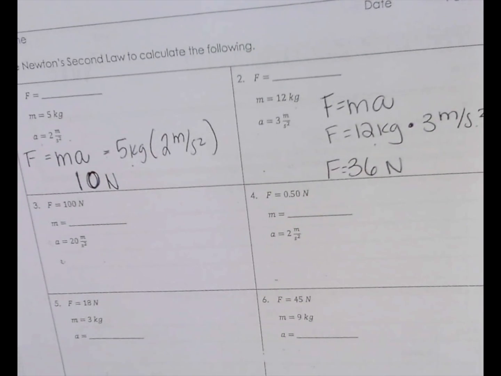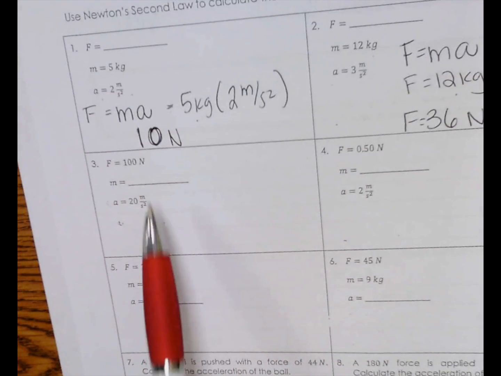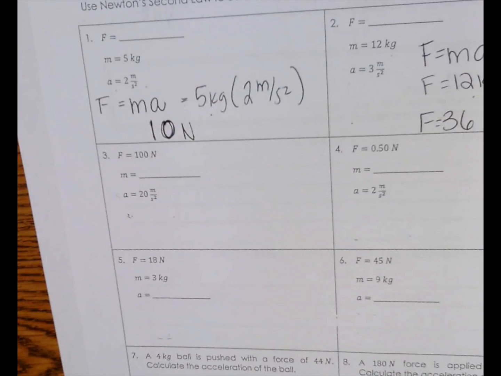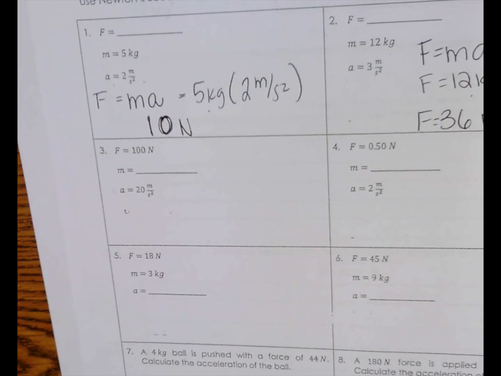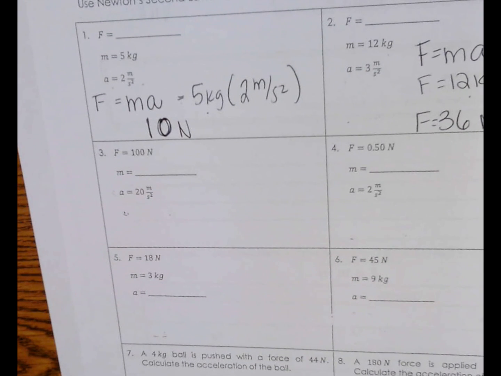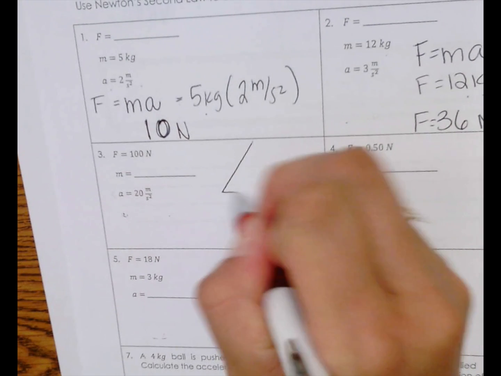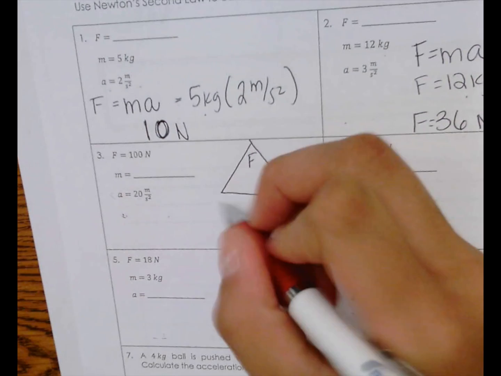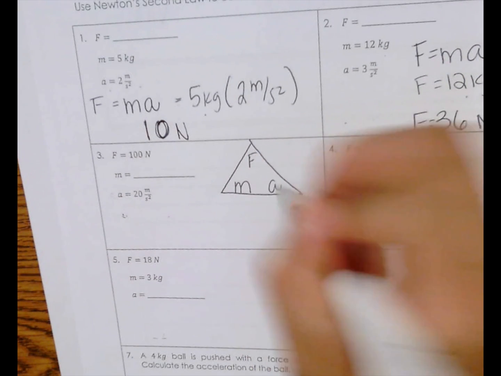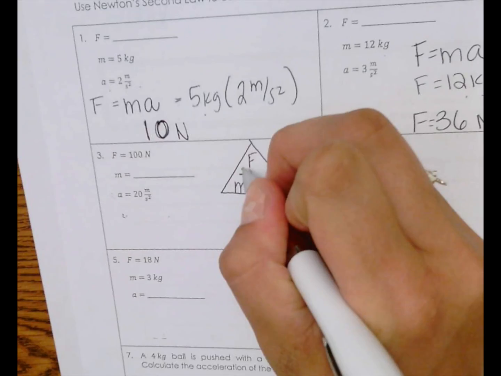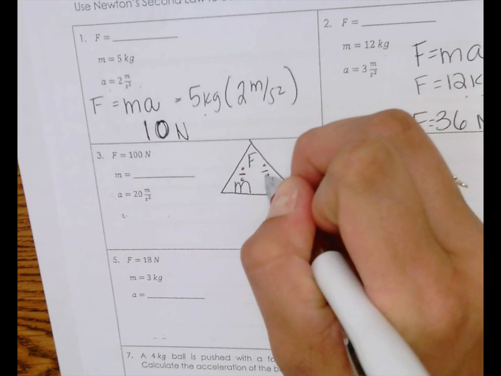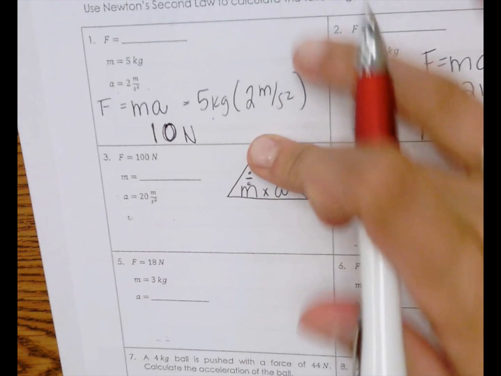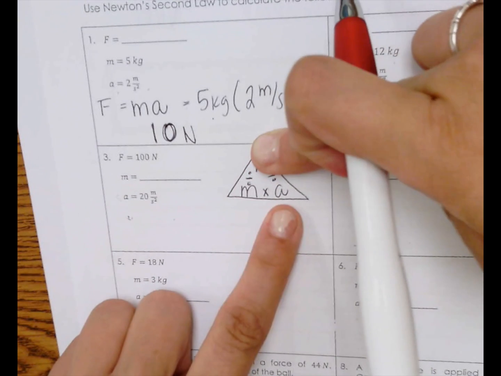All right, let's go to this next one. Here we are given force, but we don't know the mass, and we know the acceleration. This is the way I remember how to do these equations, okay? Imagine a triangle. We know that force is equal to mass times acceleration. And I want you to think about this. We've got force over mass times acceleration. So when we're looking for force, you can see that there's mass times acceleration.